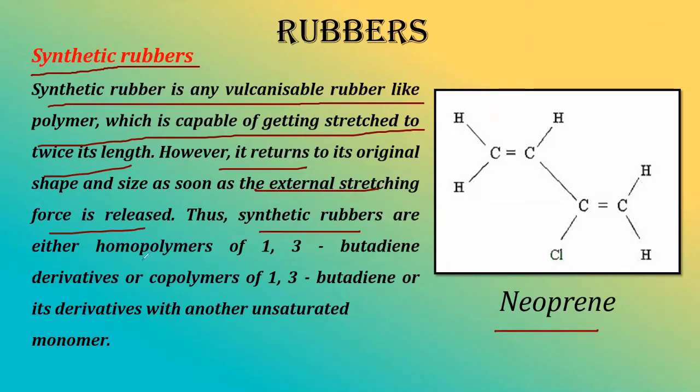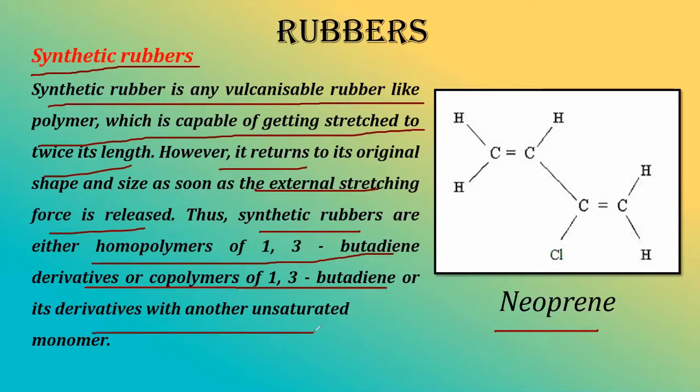Okay, synthetic rubbers are homopolymers, that is, 1,3-butadiene derivatives or derivatives of unsaturated monomers. Means synthetic rubbers are nothing but derivatives of 1,3-butadiene, with styrene or acrylonitrile, Buna-S or Buna-N, right? That means Buna-S is formed by 1,3-butadiene plus styrene and Buna-N is formed by 1,3-butadiene plus acrylonitrile.